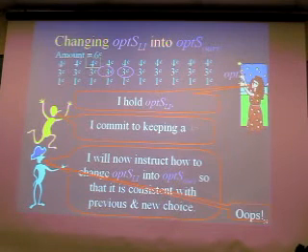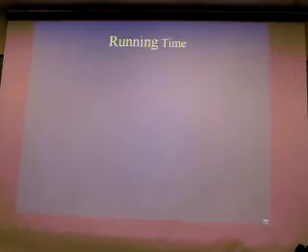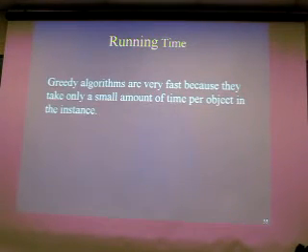We don't know. It's impossible to do it. Right? It's impossible, because it's not possible. Alright, so what's the running time of this algorithm?